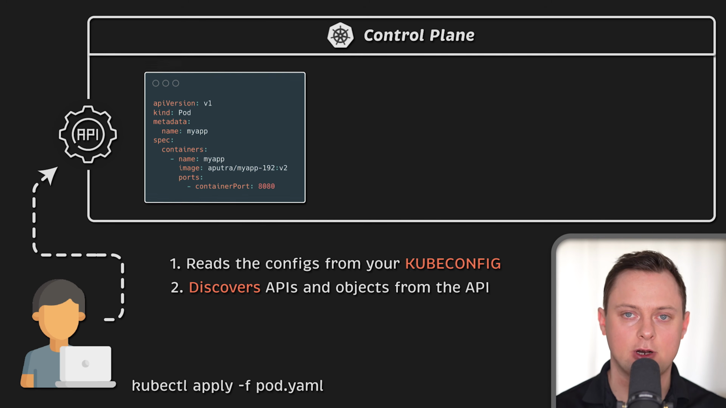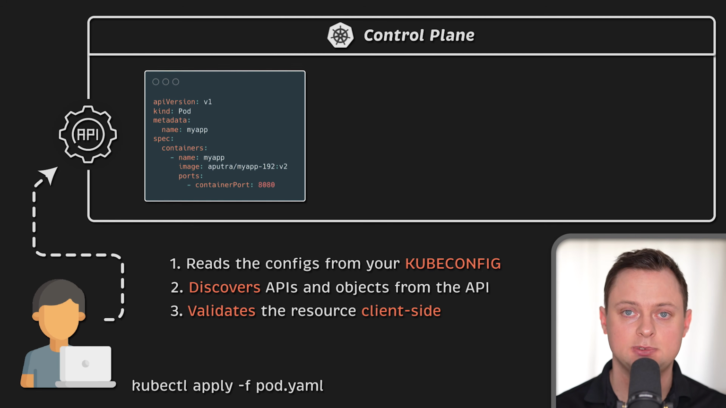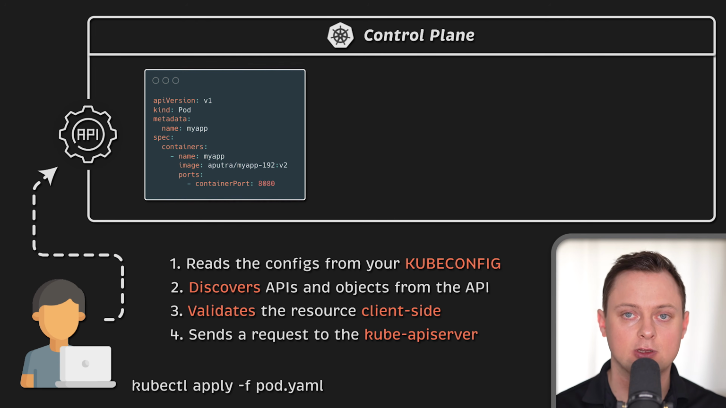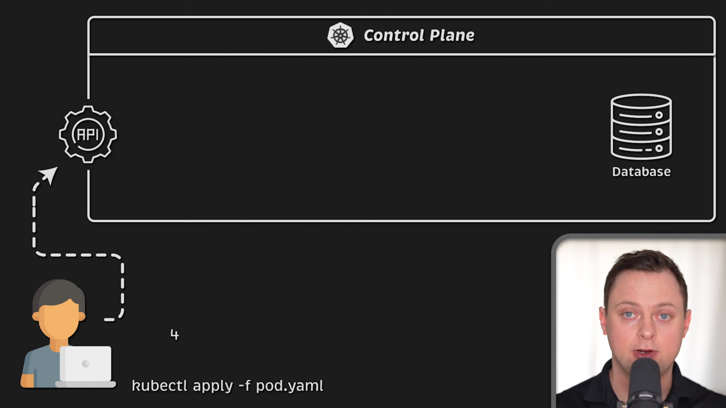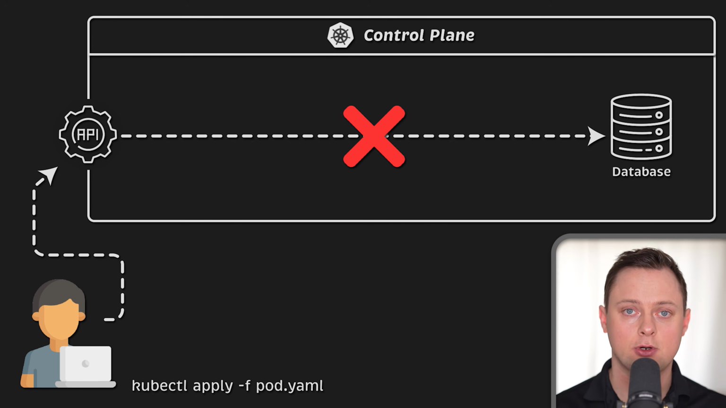server and discover APIs. This simply means it will check the available APIs and how they can be used. Then kubectl will perform client-side validation to check for any obvious errors and typos in your YAML file. And finally, it will convert your pod to a JSON object and send a request with that payload to the kube API server. When the kube API server receives a request, it doesn't store it immediately in the etcd database.